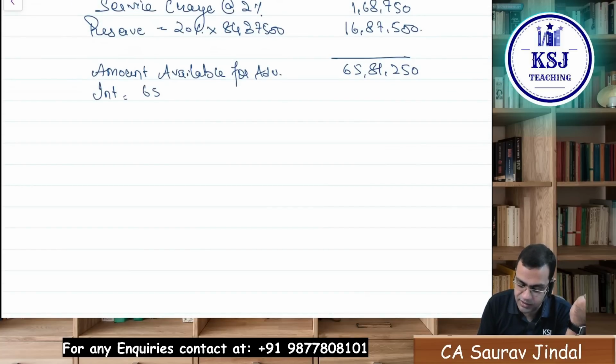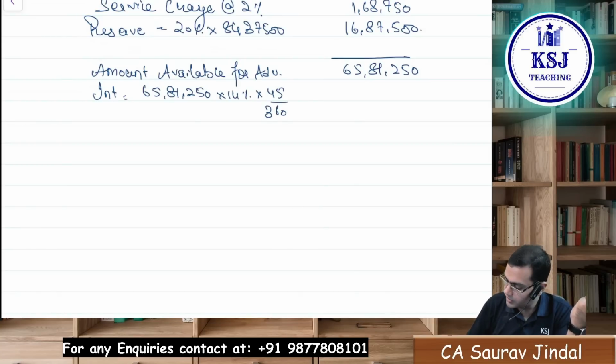Interest will be on 65,81,250. 14% interest will be charged for how many days? For 45 days, sir. Right? 14% interest into 45 divided by 360, that comes to 1,15,172.